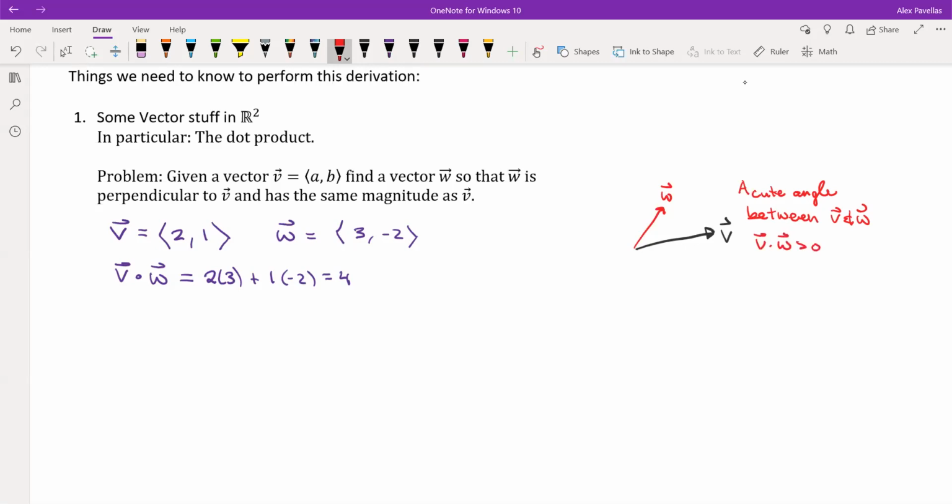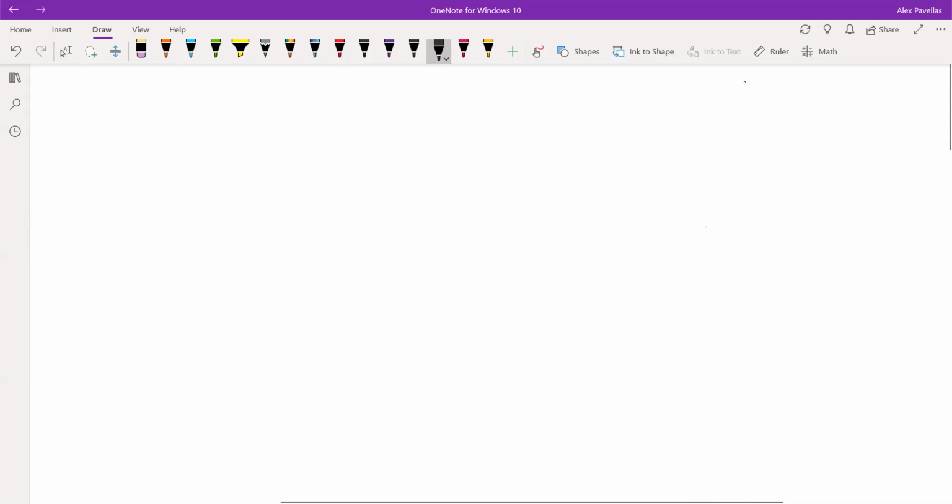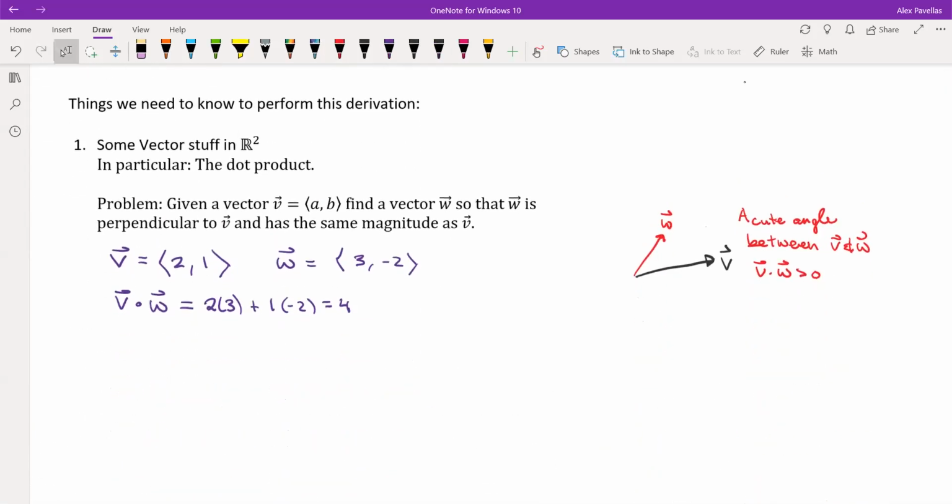I'm not deriving this, but the thing that is really important is that if the dot product is 0, then the angle is a right angle. So if we have a situation like this, where v points that way and w points that way, and we have a right angle there, then v is perpendicular to w, which means v dot w is equal to 0.